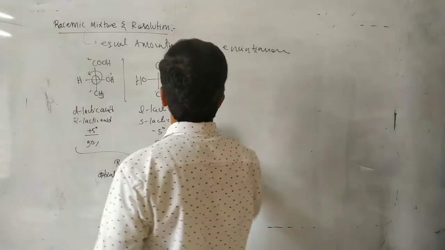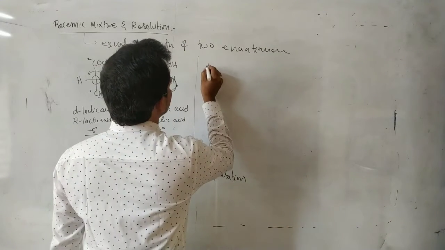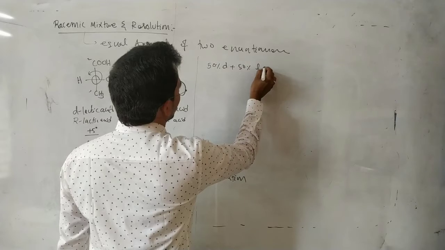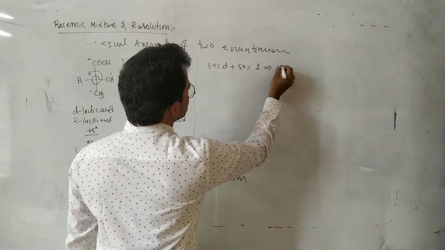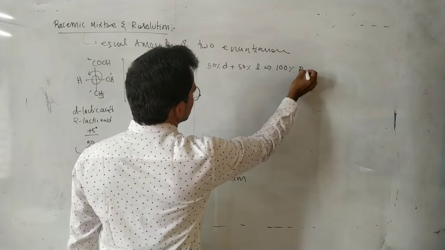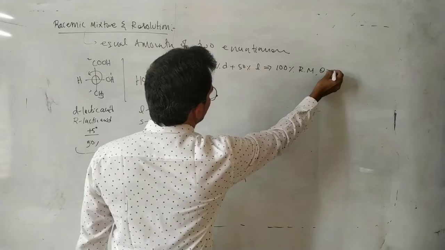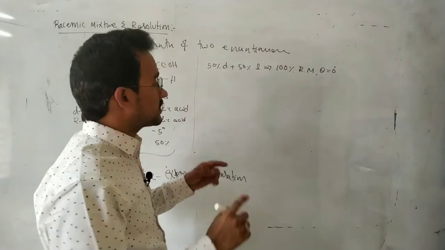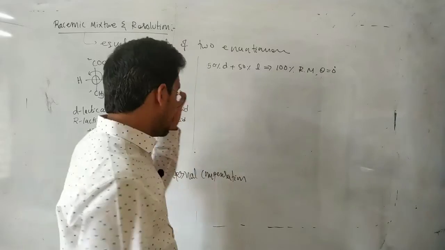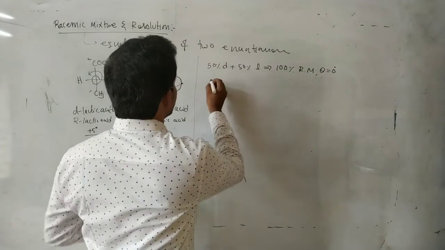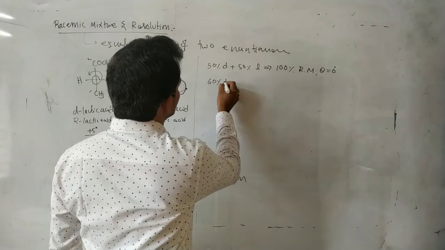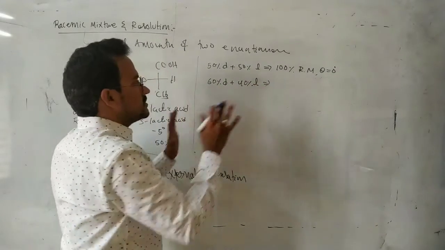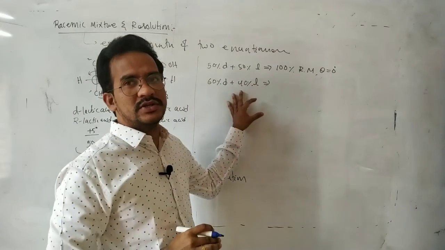Now see this one. Suppose 50% dextro isomer and 50% levo isomer, that is a 100% racemic mixture, optical rotation 0, because these two are present in equal amounts. Next, see 60% dextro isomer and 40% levo isomer. It is a 100% mixture, just one mixture.